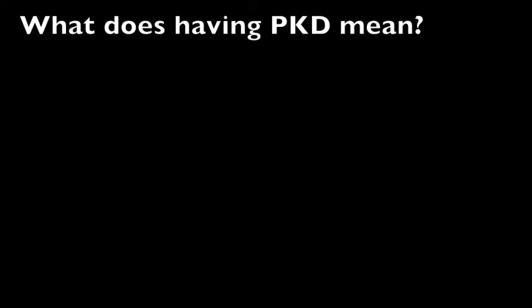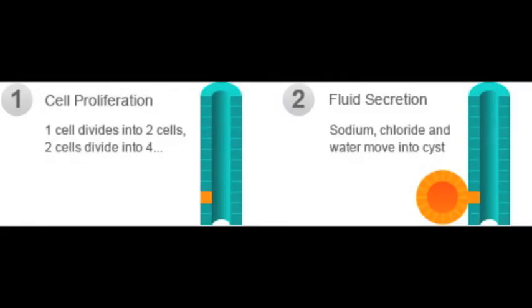But what does having PKD mean? PKD will cause cysts to form in your kidneys and weaken your kidneys overall. Cysts are formed through cell proliferation and fluid secretion. Cell proliferation is when a kidney cell that is affected by the PKD gene starts to divide, and it keeps on going, and then it fills up with fluid, and fluid secretion breaks off and forms a bubble-type thing.